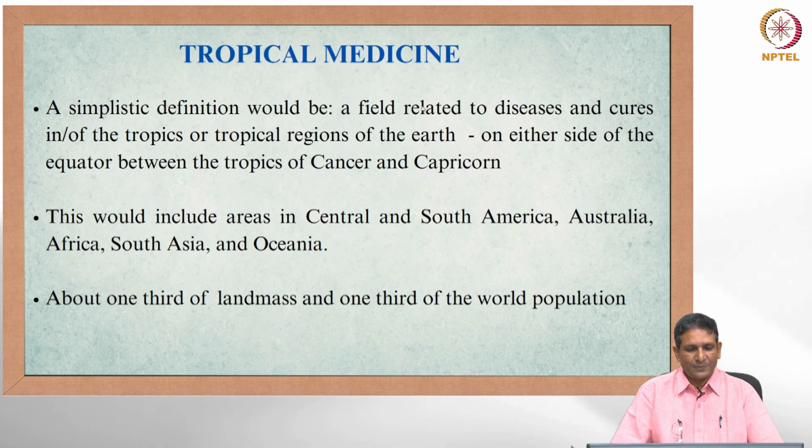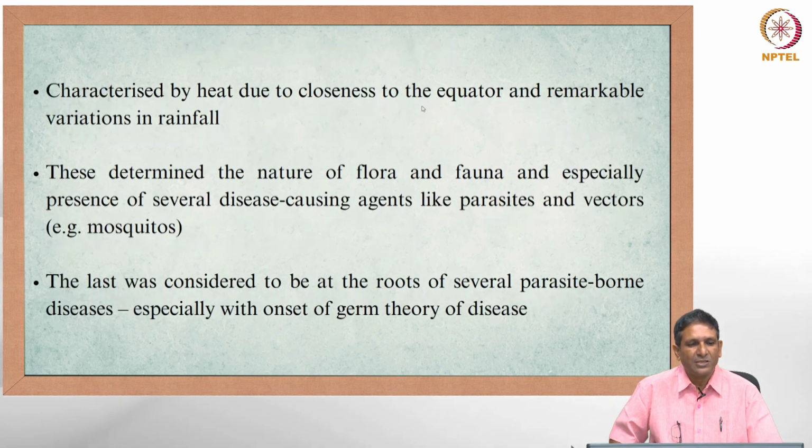And to give you an idea of what this would cover in terms of landmass and population, it is about 1/3 of the total landmass of the earth, encompassing 1/3 of the world's population. And again, talking in geographical and climatic terms, this area is characterized by excessive heat, naturally because of the closeness to the equator, and it's also marked by remarkable variations in rainfall.